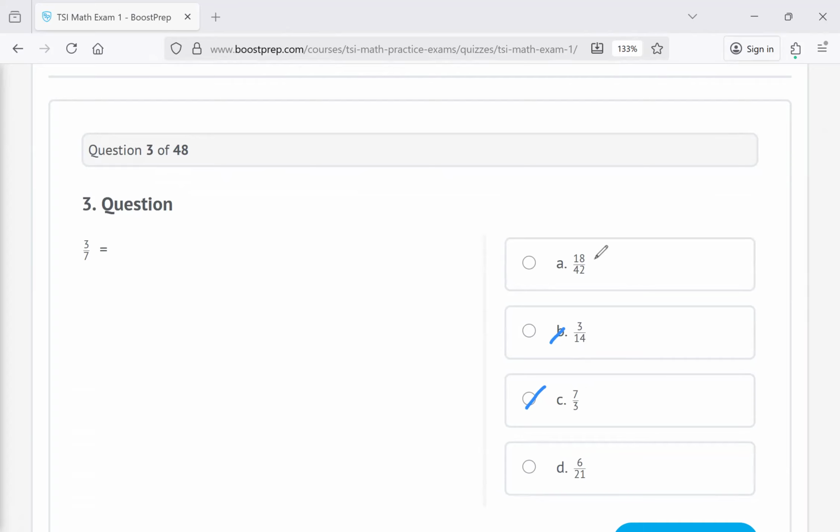So that leaves me with A or D. 18 over 42, I believe that could be reduced by at least 6, right? So 18 divided by 6 is 3, and 42 divided by 6 is 7. So I get 3/7, which is exactly 3/7. So it looks like choice A would be the correct answer.